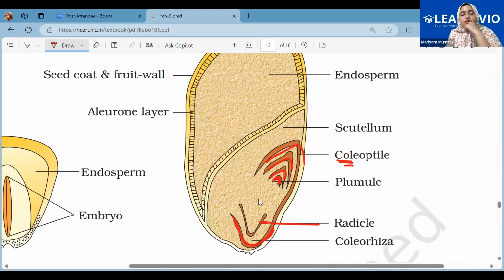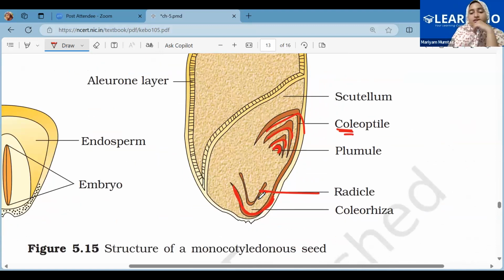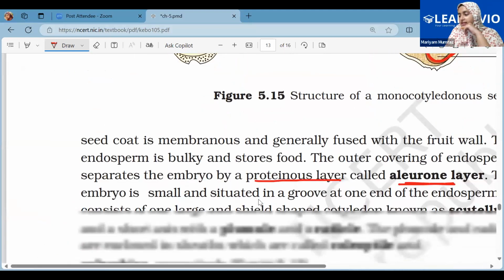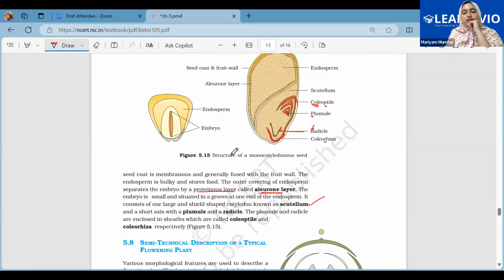Okay, one more thing, I'll give you a way to remember it. See, radicle has an R in it, coleorhiza has an R in it. So radicle will be covered by coleorhiza. Plumule has a P in it, coleoptile has a P in it. So I remembered it like this when I was in class 11. So you people can do that also. Okay. So with that being said, we have actually completed the seed of the monocot.